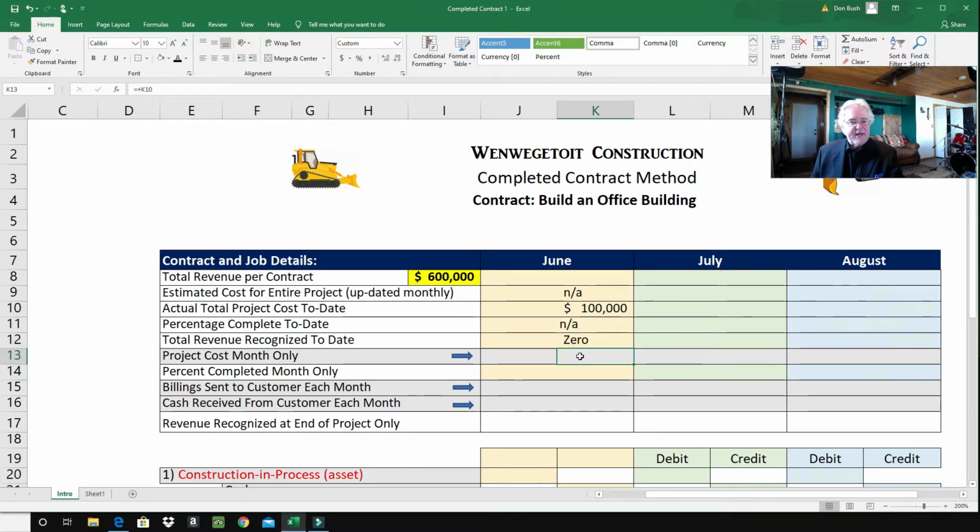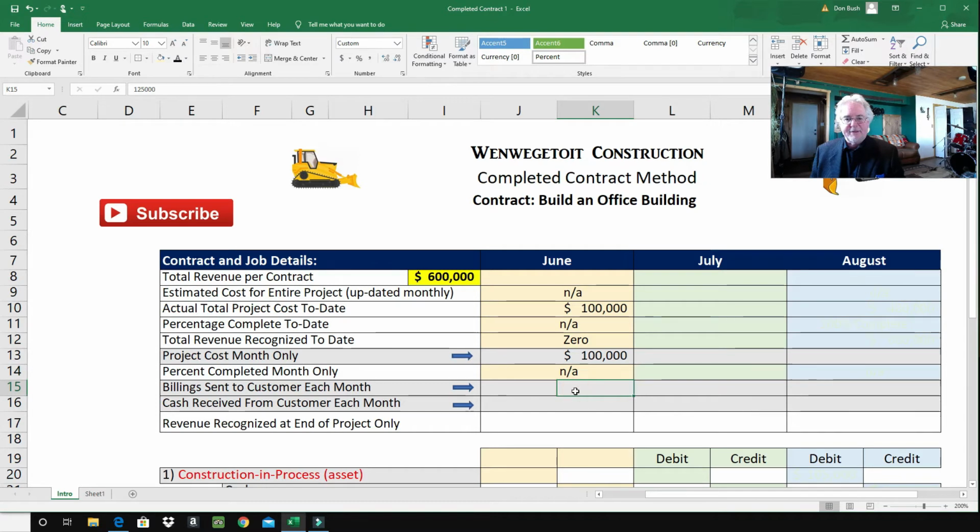Now the next line here, the project cost month only. Well, this is the month of June, and I'm just going to transfer this number, 100,000, up above here, down below, and you'll see why I'm doing this in the future months. And I've got a blue arrow here pointing towards it, meaning we're going to use that number for a journal entry.